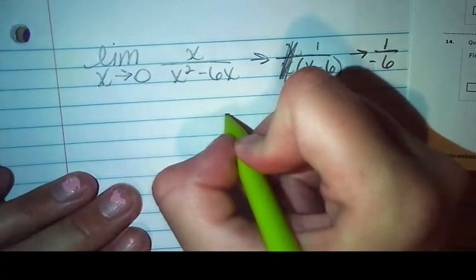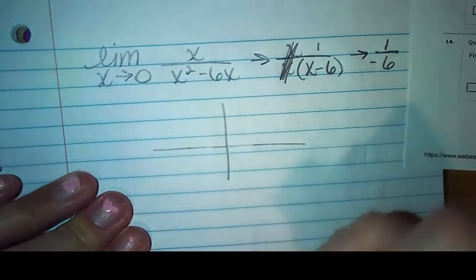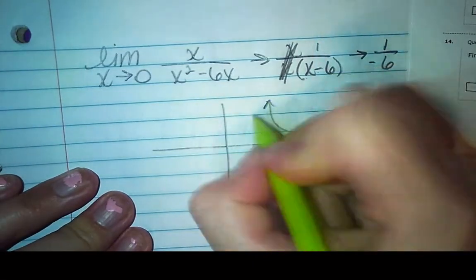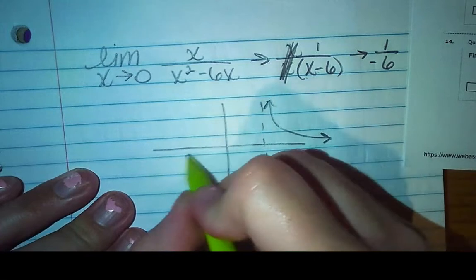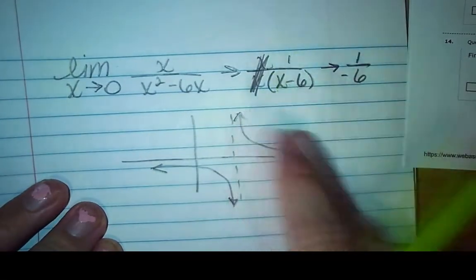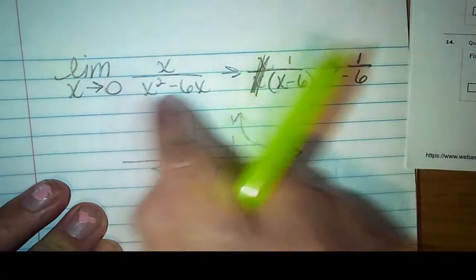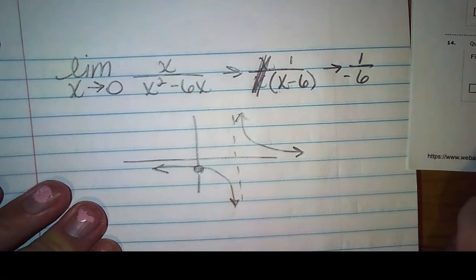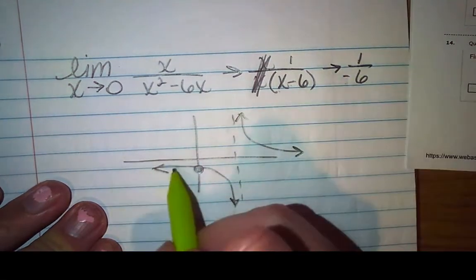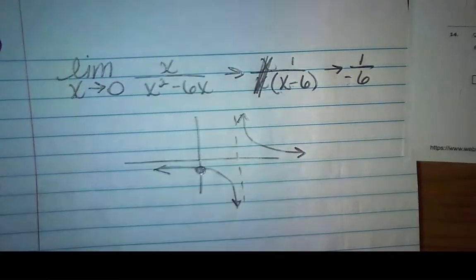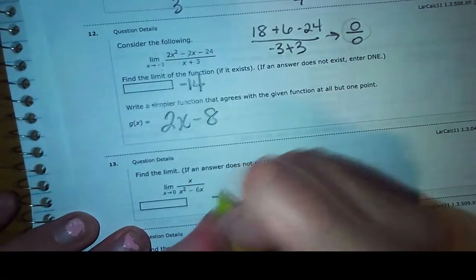So what does this look like? 1 over x minus 6 is going to look like this. And you've got an asymptote at 6, so it looks like that. So this looks like this, whereas this has a hole at 0. But the limit is -1/6. So as I come at it from the left and come at it from the right, it's -1/6.